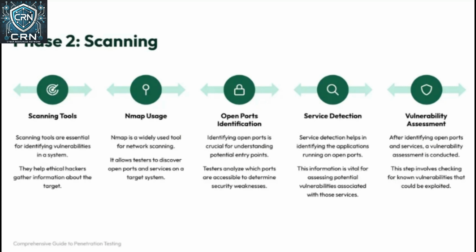Phase 2 is scanning. It's like finding a weak spot. Now, let's say you have entered a building and you want to know which doors are unlocked. You walk around checking handles to see which one opens. That's exactly what we do in scanning. We use tools like Nmap to check which ports and services are open on the target system.